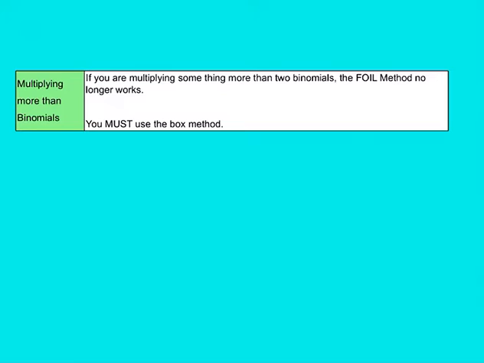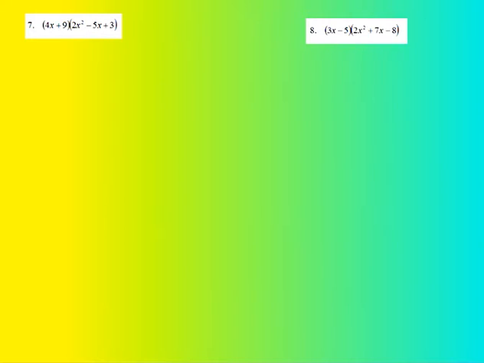Okay. So now let's just talk a little bit about when you're multiplying more than two binomials. So let's say you have something more than two binomials being multiplied together. Binomial means two terms. The FOIL method isn't going to work for that, so we have to use the box method. That's why I just tend to stick to the box method from the start. When it comes to a problem like these, I'm a little bit more comfortable. So let's take a look at number 7. I notice I have a 2 times a 3.